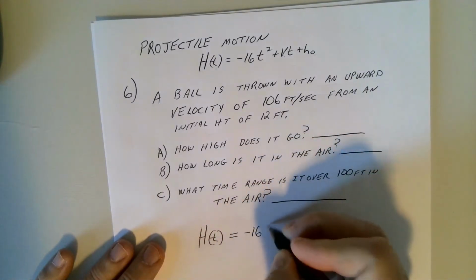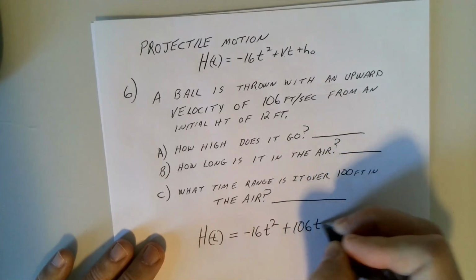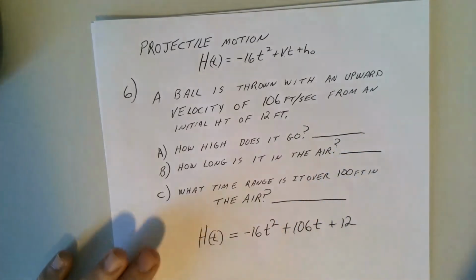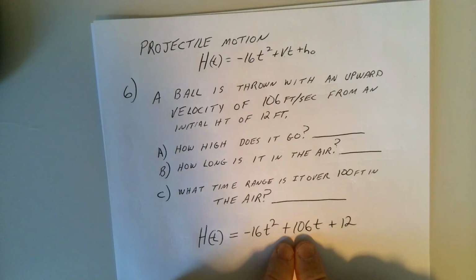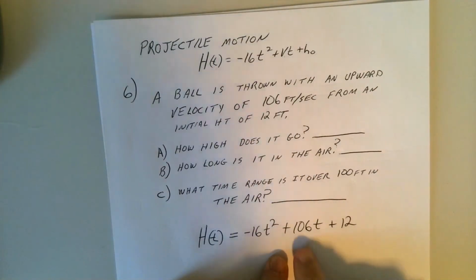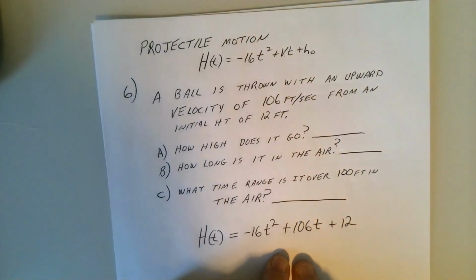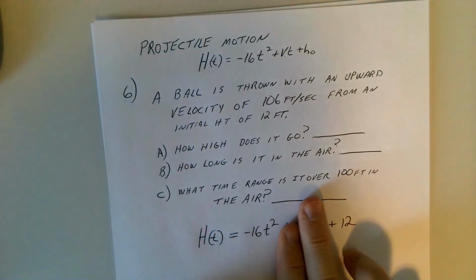So negative 16t squared plus 106t plus 12. Again, velocity goes right in here in feet per second. It's positive because we're throwing it up. If we were throwing it down, it would be negative. And if we just simply dropped the object and didn't put any velocity on it at all, just let gravity take effect, that would be 0. And 0 times t would drop out, and we wouldn't have to have a middle term whatsoever.